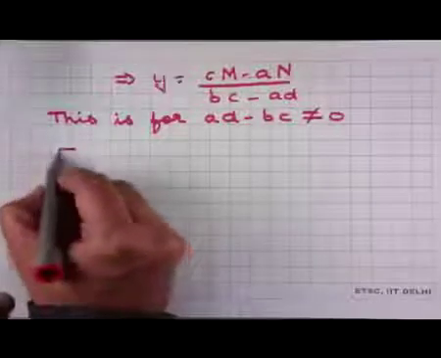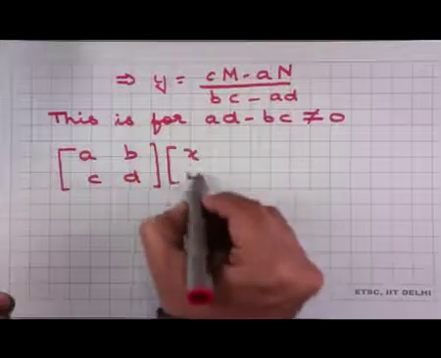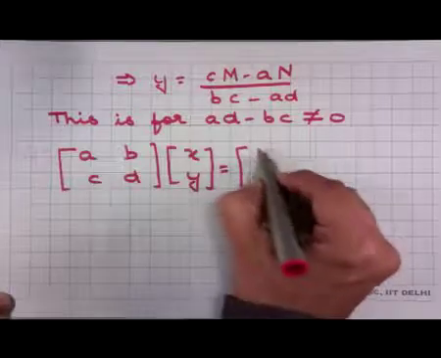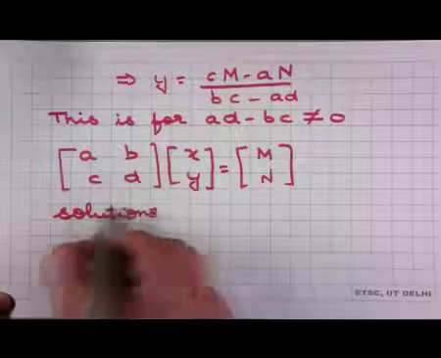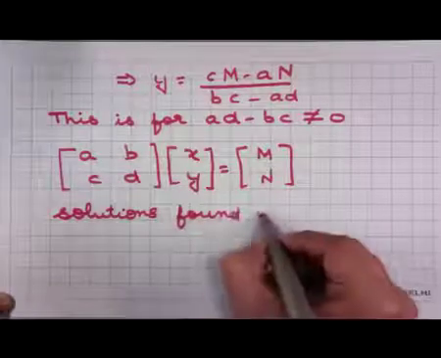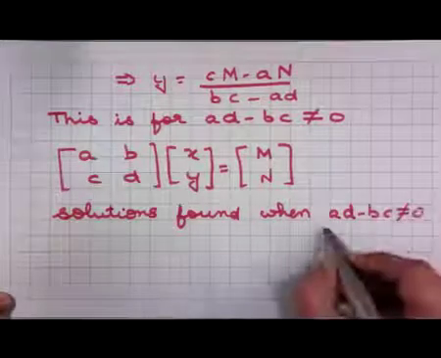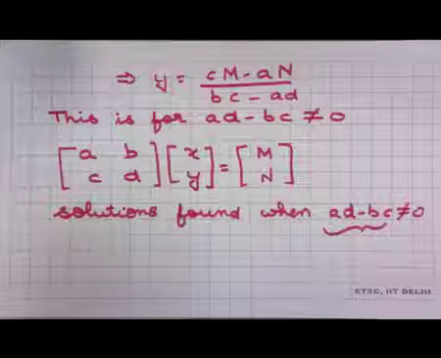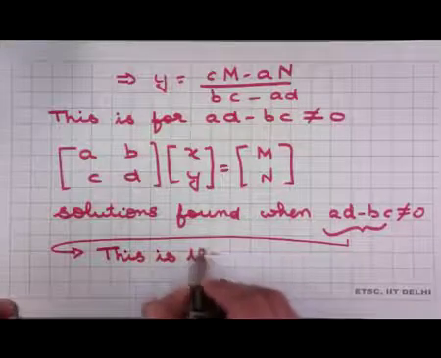And what we want to say again, going back to the matrix, is that if we have a 2 by 2 square matrix A B C D, then solutions are found when AD minus BC is not 0. Now, this quantity AD minus BC is nothing but the determinant of this 2 by 2 matrix. So, this is the determinant.